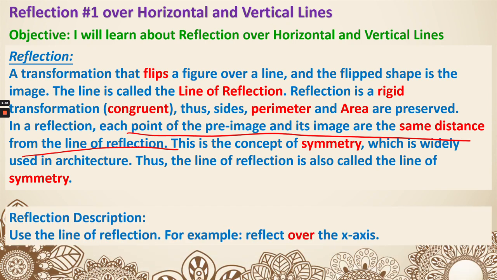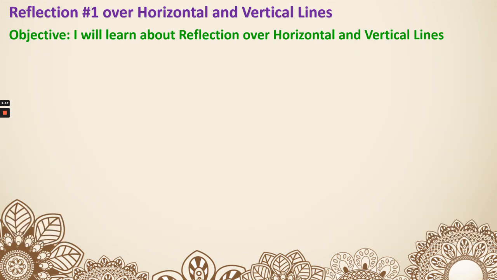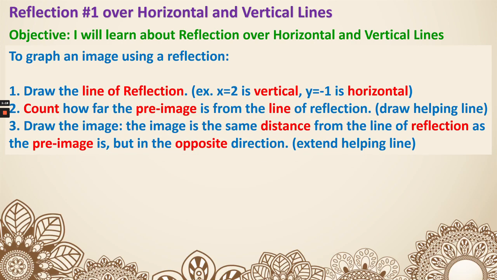In order to describe reflection, we are going to need to use a line of reflection. For example, we are going to say reflect over the x-axis. The x-axis is a line, and of course, there are other lines that we will learn in the next few lessons. To graph an image using a reflection, first, we're going to need to draw the line of reflection. Sometimes it's given, then we don't need to draw. But there may be times, for example, if it says reflect over x equals 2, we need to know how to draw it.